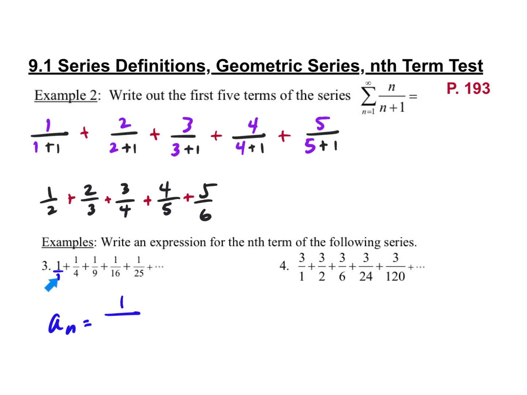What is the bottom doing with respect to n? Yeah, you are squaring it. So this first one is 1 over n squared. Okay? And what is a of n? A of n is the nth term. Okay? In other words, it's the formula. This would be a sub n over here in this example. Any formula, any expression that's next to the summation sign, the capital sigma, is what our a sub n is.